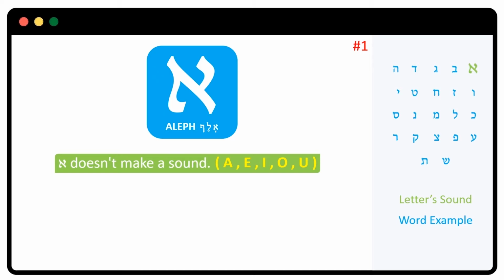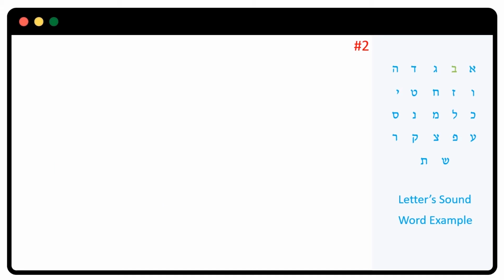Let's see the following word example where the letter Aleph is present, but we do not hear it. Rishon. The word Rishon contains a silent Aleph. Rishon means first. Letter number 2.